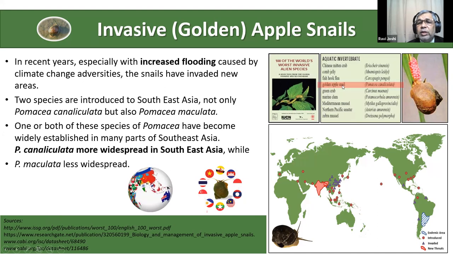They used the term in the olden days, the golden apple snail, but the problem is we are not dealing with one species of apple snail. We are dealing with more than two apple snails in most of the Southeast Asian countries in the ASEAN region.